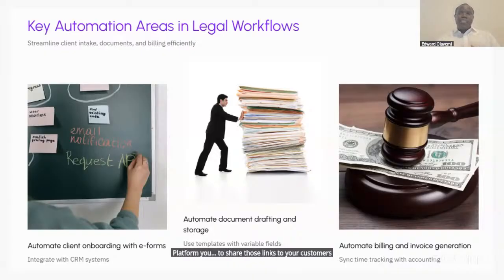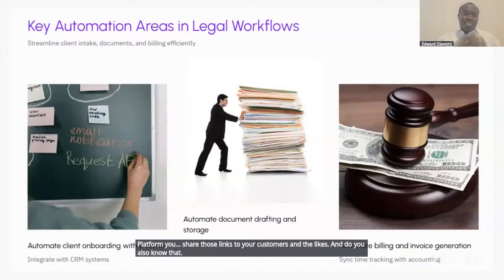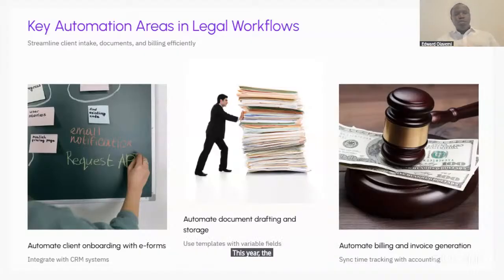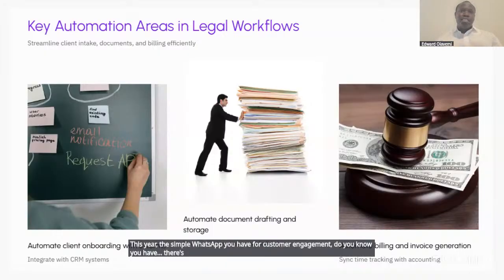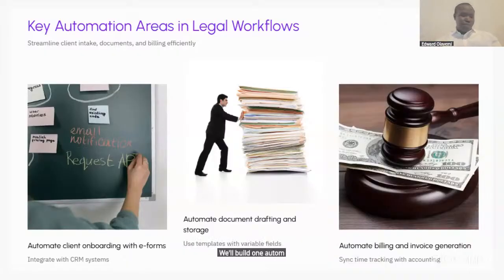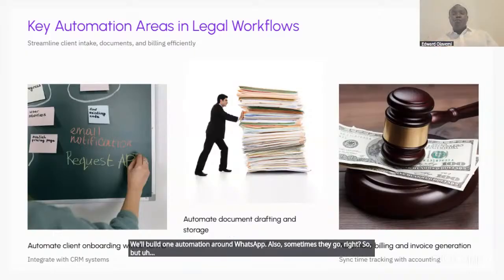And do you also know that the simple WhatsApp you have for customer engagement has an enterprise version, such that you can automate a lot of things? I know we built one automation around WhatsApp also some time ago, right? But the area of getting information from our customers is very key, right? If a customer wants to review a document and you automate it, there's a portal, there's a link that you can just share with them.